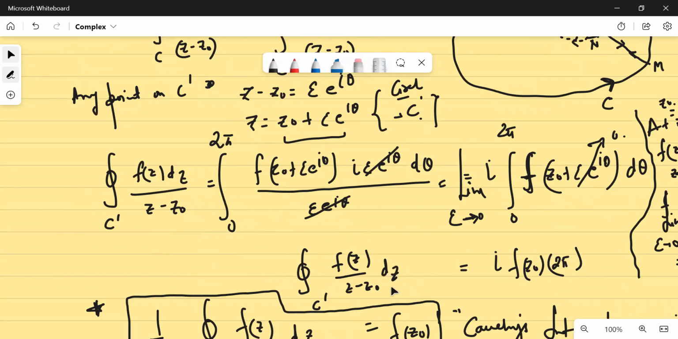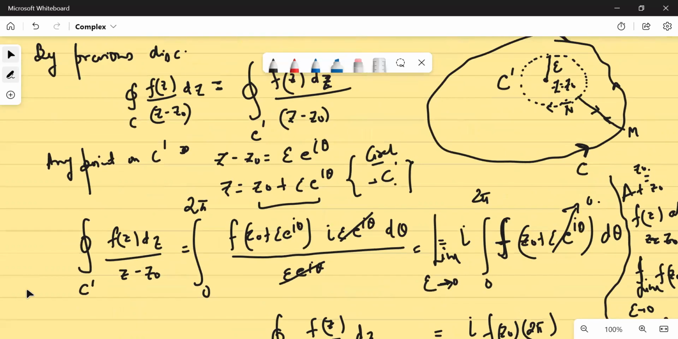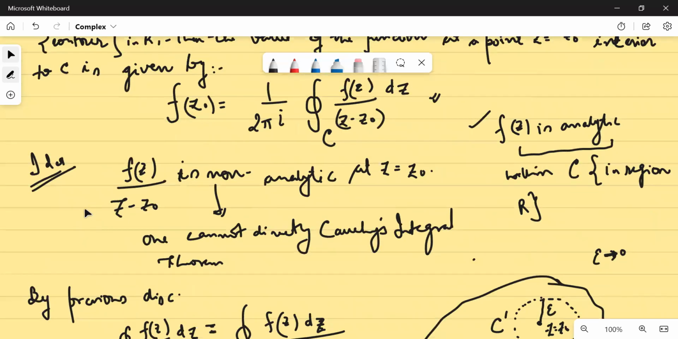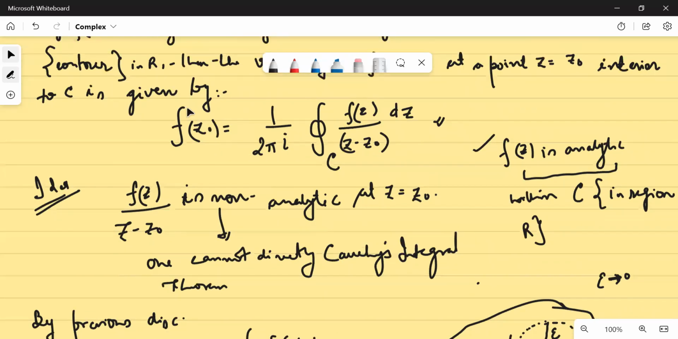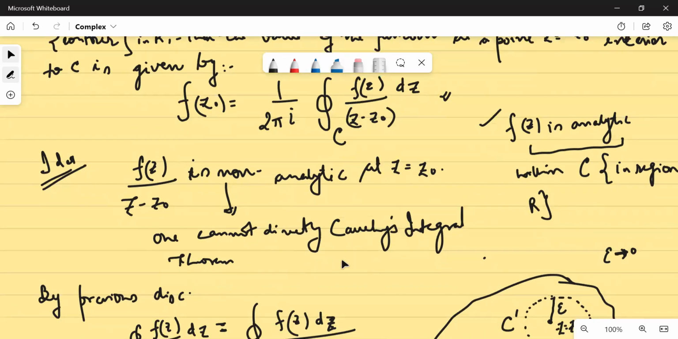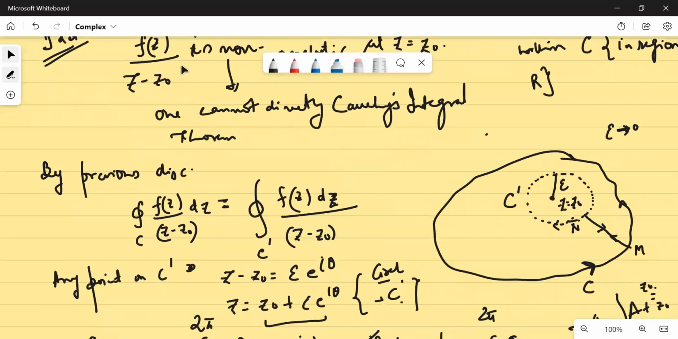Are you getting my point? Yes, sir. Sir, f(z) is a function within the region which does not have any singularity, right? However, the value of the function f(z naught) is equal to 1 upon 2 pi iota times the integration of f(z) upon z minus z naught. So instead of using f(z), we have applied the modification of Cauchy's integral theorem by using a slit over this function, that is f(z) upon z minus z naught.